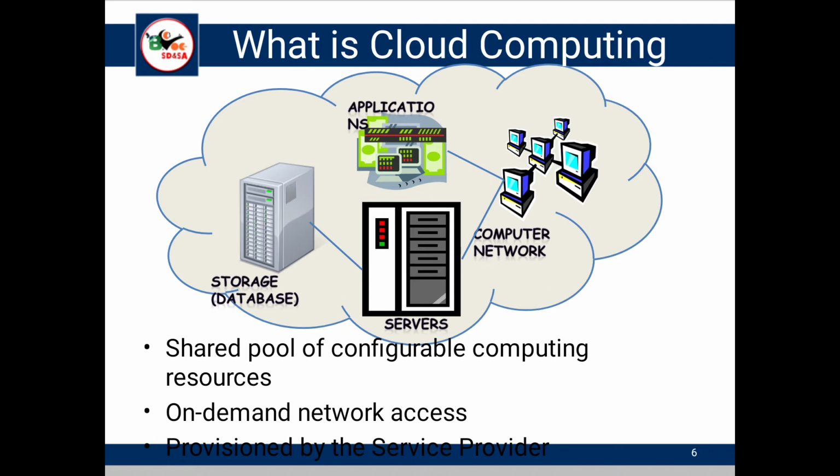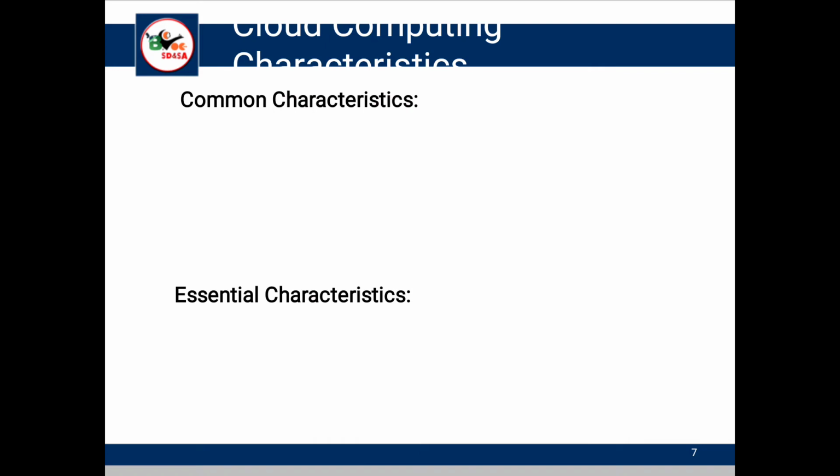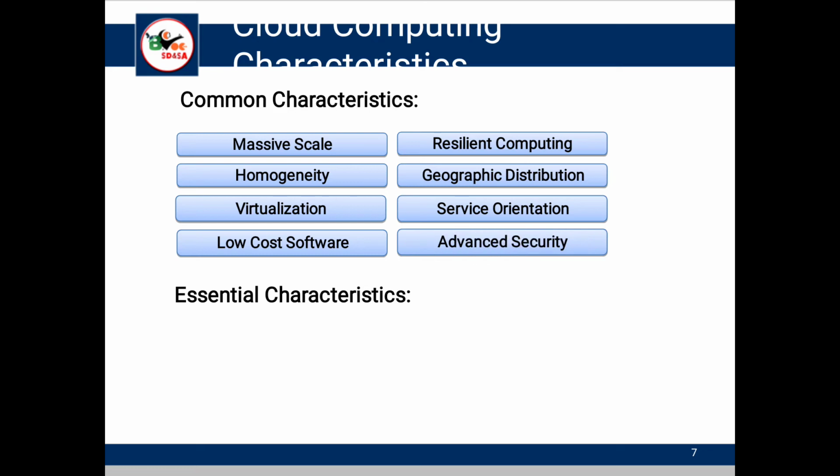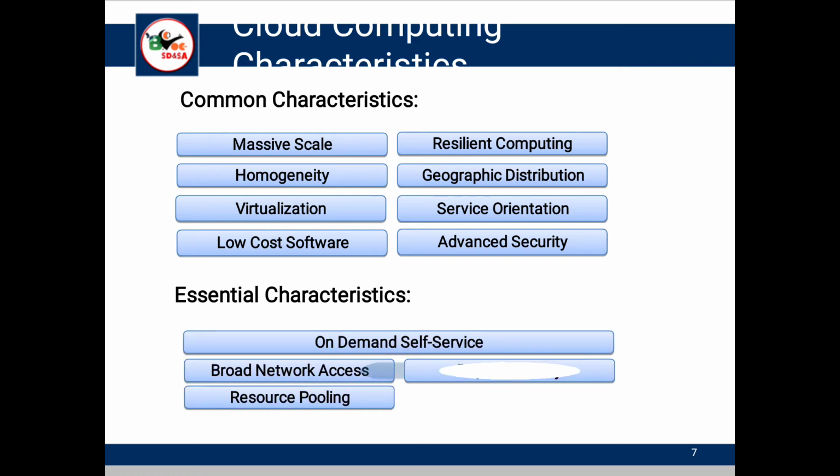Next we'll see about cloud computing characteristics. Common characteristics are massive scale, homogeneity, virtualization, low cost software, resilient computing, geographic distribution, service orientation, and advanced security. Essential characteristics are on-demand self-service, broad network access, resource pooling, rapid elasticity, and measured services.